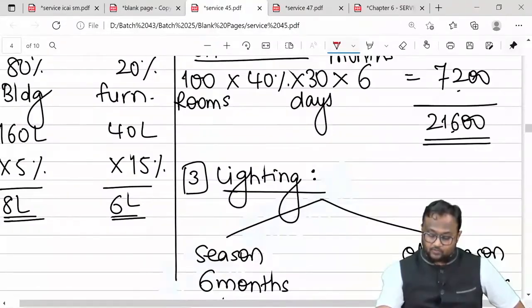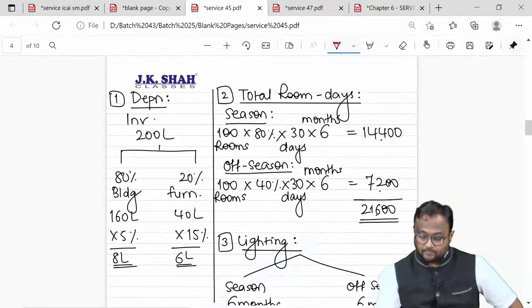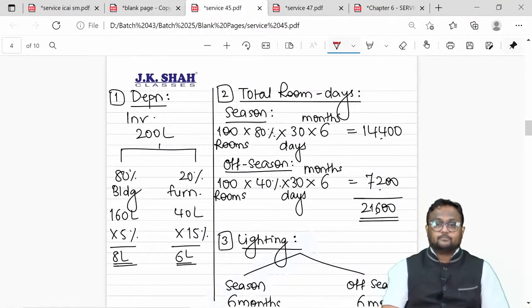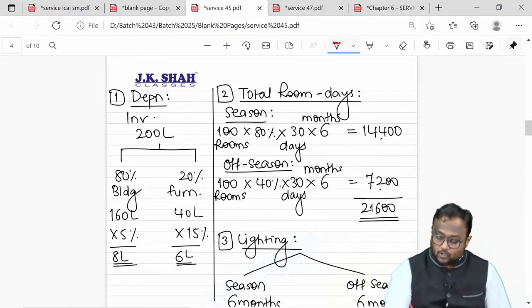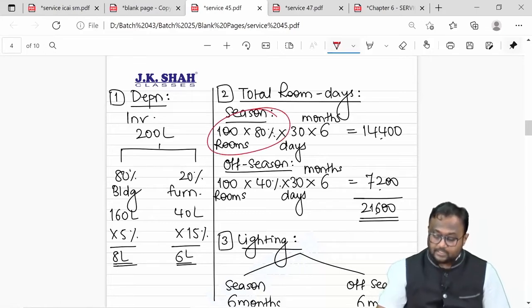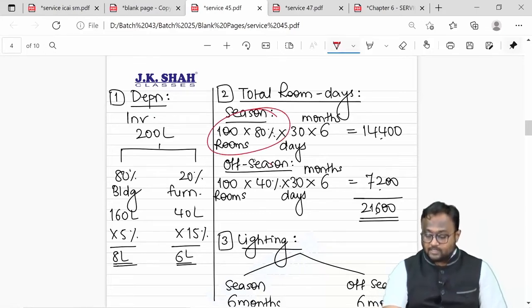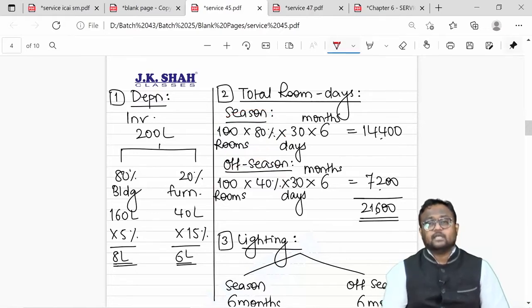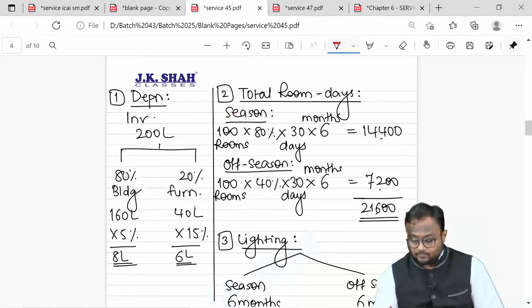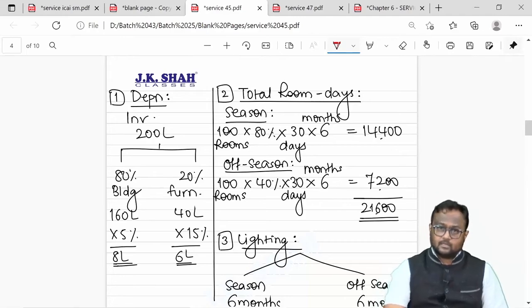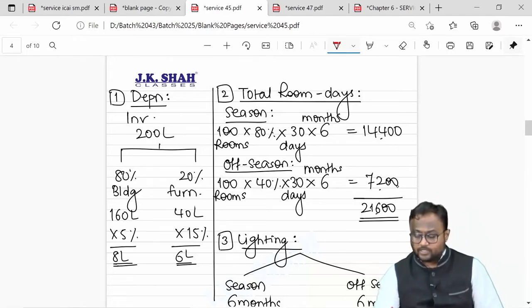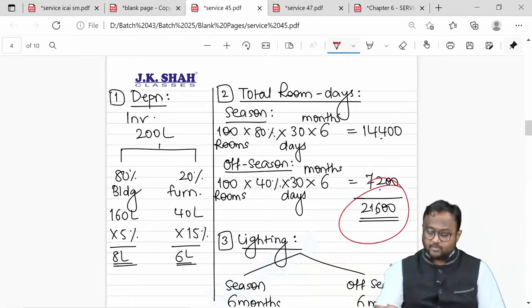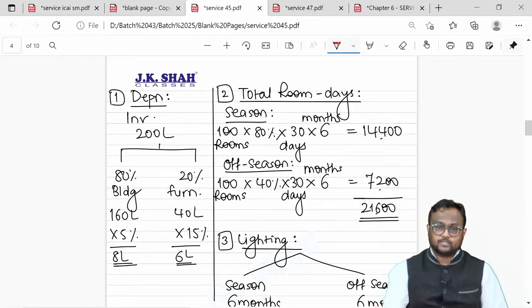For room rent, this was a calculation required to be done. Room days: in season, you were occupying 80% for 180 days. In off season, you were occupying 40%. Now, since it is a hill station, there can be a seasonal occupancy. Total room days occupied 21,600 multiplied by 10 gives you attendance wages.